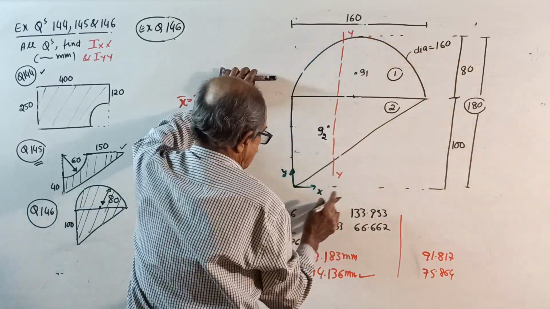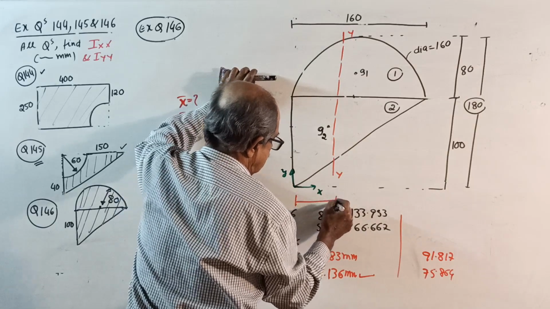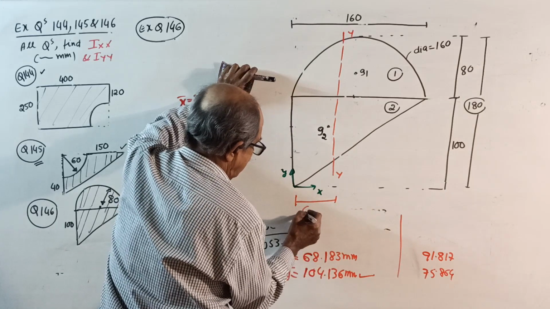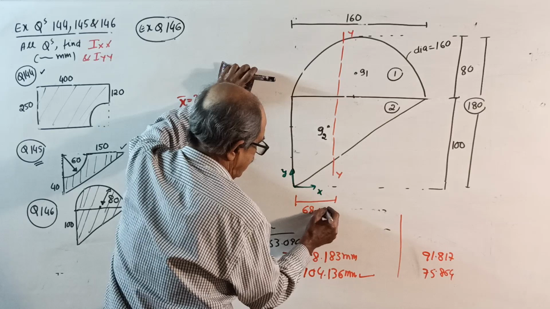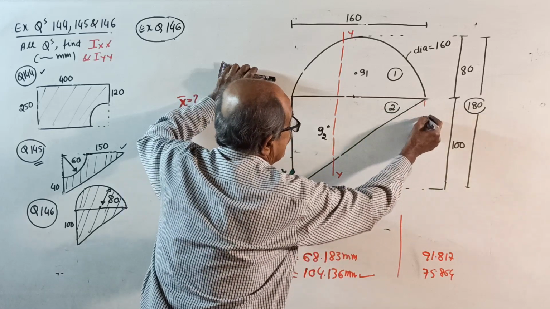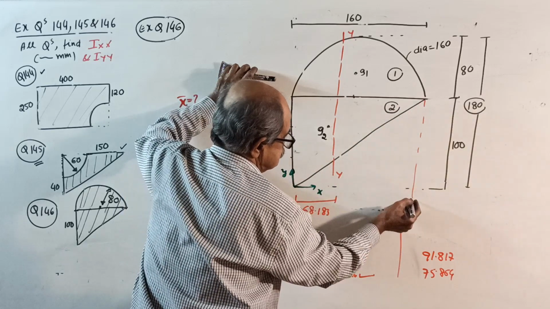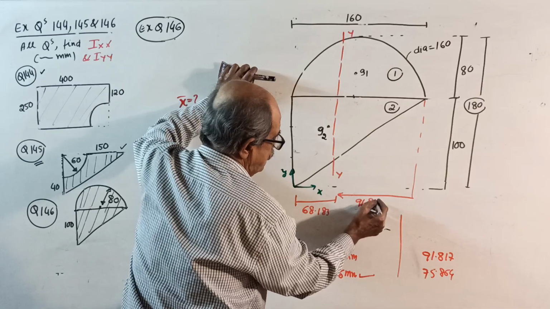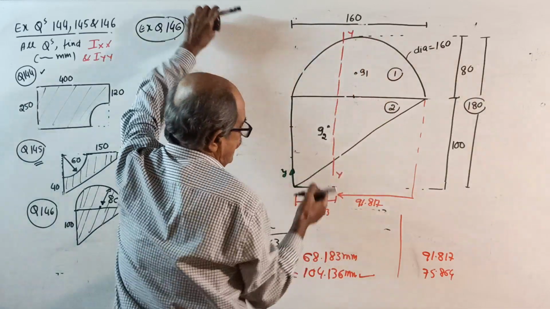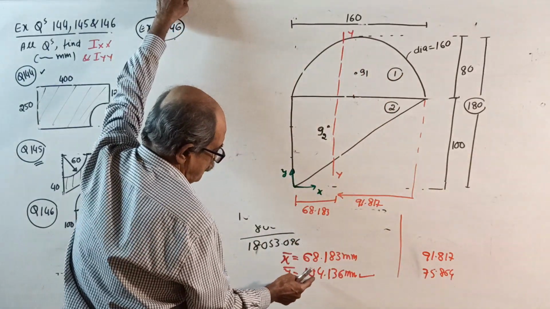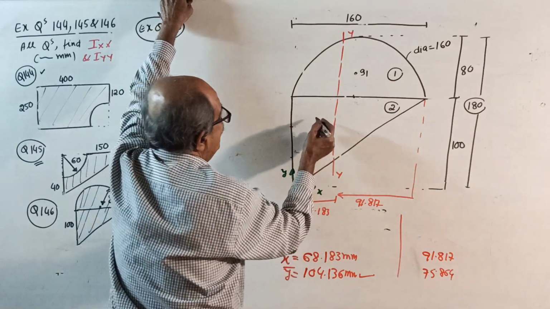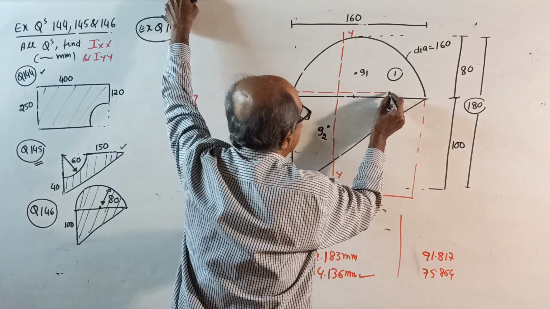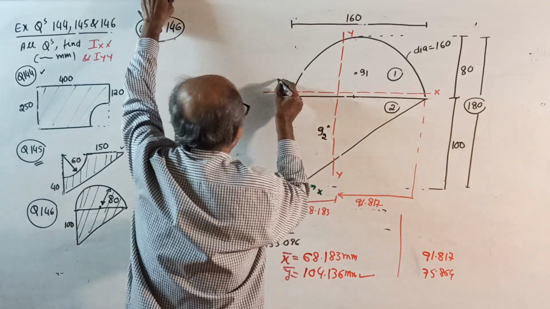Y. Now we can go out. How much? 68.183. And from here, out of scale, what to do? 91.817. Y total 160. Y bar is 104.136. See 100 here, little above the junction.